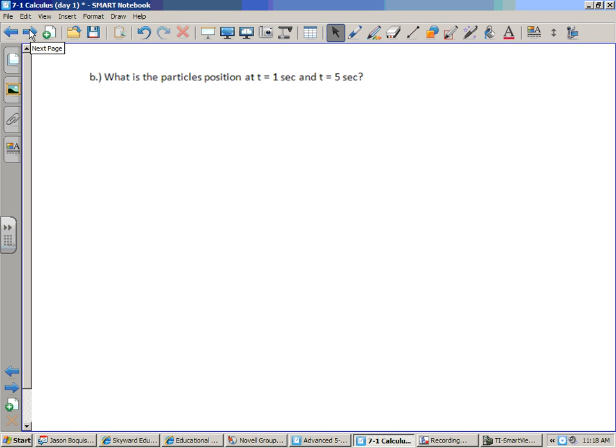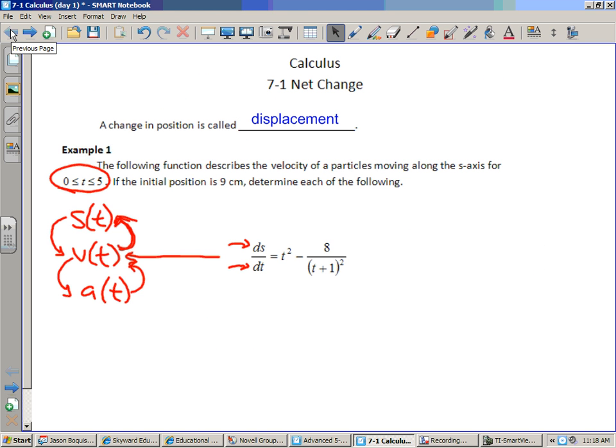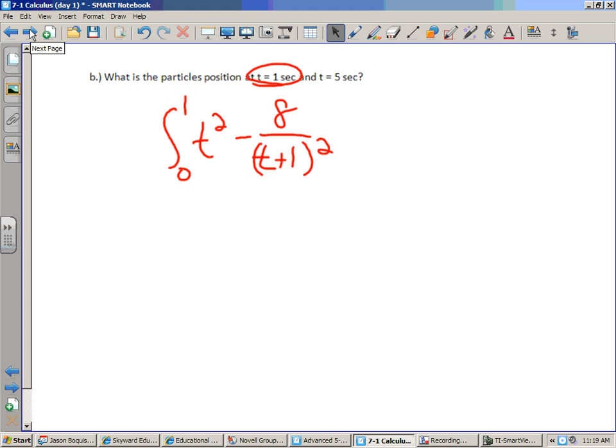Well, let's take the antiderivative. Where did we start with this thing? Well, we started at 0, correct? That's the time I told you to start at, from 0 to 1 of t squared minus 8 over, the 1 came from right there. If I calculate this, this will calculate displacement, how much it moved. Okay, if you do the antiderivative, it will tell you how much it moved. We're going to have to do them separately.